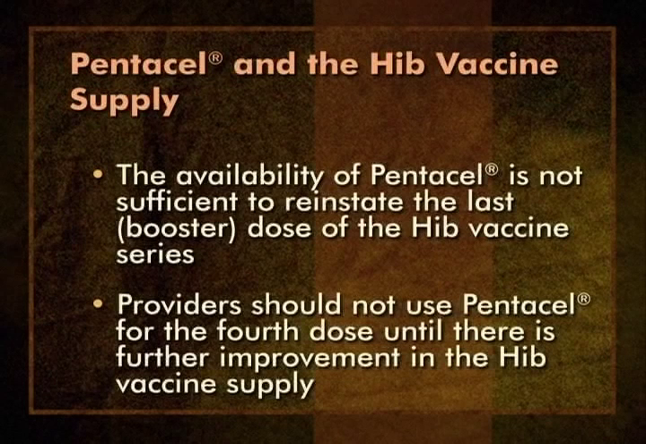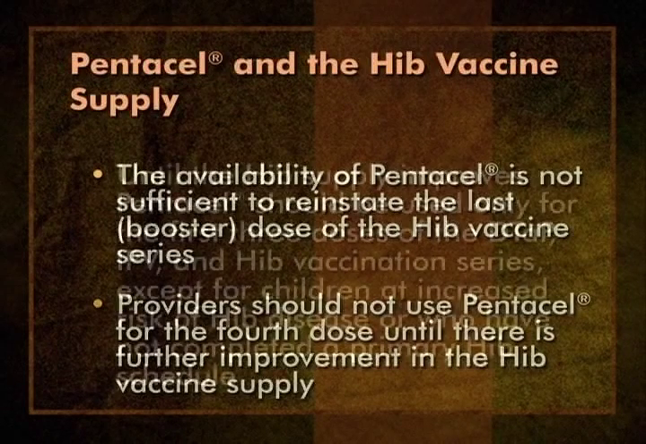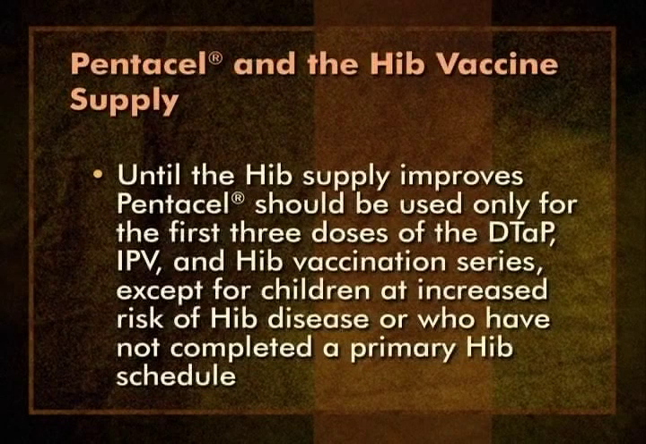Although Pentacel is licensed by FDA for the fourth dose in the DTaP, IPV, and Hib series, providers should not use it for the fourth dose until there is further improvement in the Hib vaccine supply later in 2009. Until the Hib supply improves, Pentacel should be used only for the first three doses of the DTaP, IPV, and Hib vaccination series, except for children at increased risk of Hib disease or who have not completed a primary Hib schedule. More information on the Hib shortage is available on the CDC Vaccine and Immunizations website.